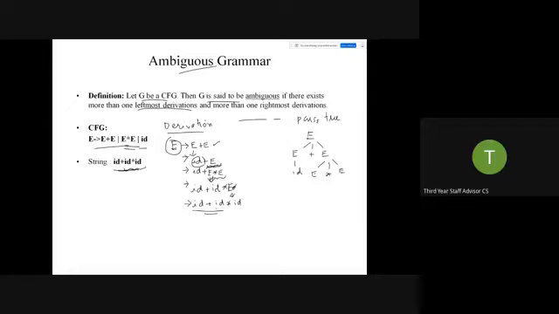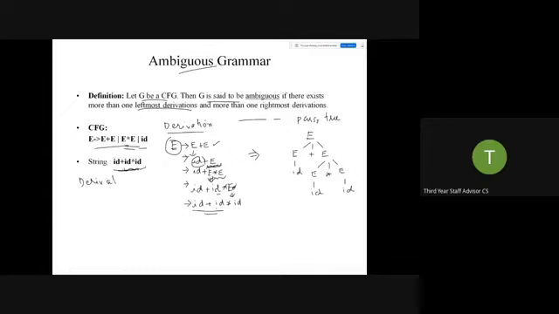In the next step, we are replacing the leftmost E with ID, so this is ID. Also, we are replacing the other E with ID. So this will be the corresponding parse tree for this particular leftmost derivation. Clear അല്ലേ? Any doubt? Clear, ma'am.